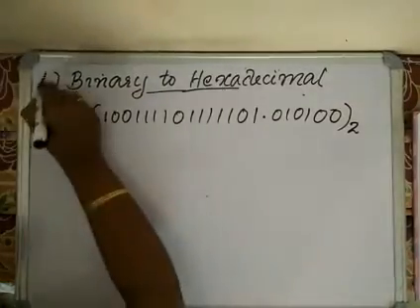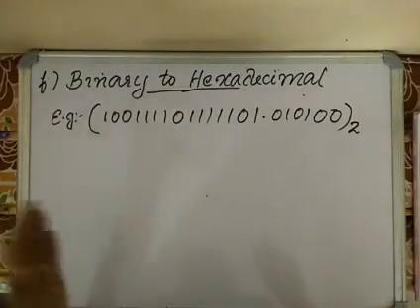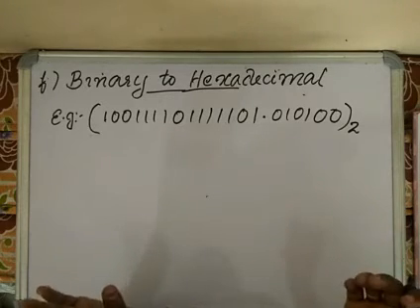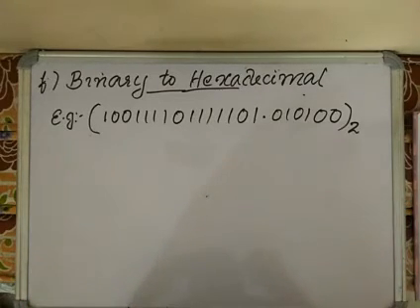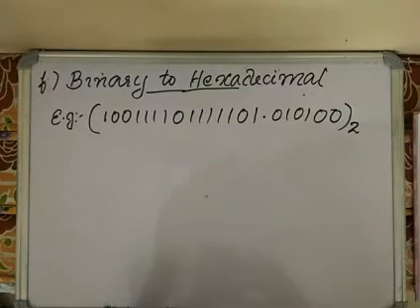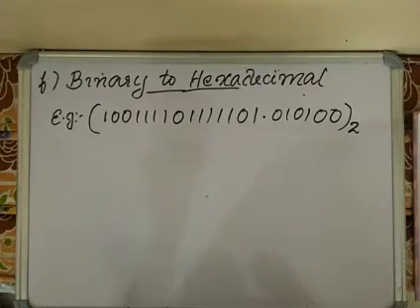The sixth conversion is binary to hexadecimal. This is similar to binary to octal conversion, but the only difference is that here we partition the given binary number into groups of 4. Why do we need groups of 4? Because the highest hexadecimal value is F. F represents the decimal number 15, and it needs 4 bits. Then we write the single hexadecimal digit for each group.